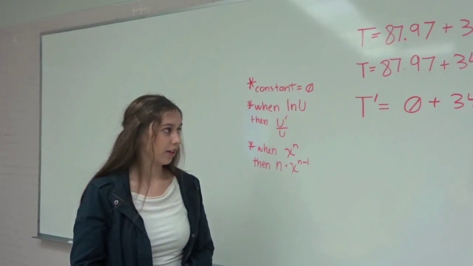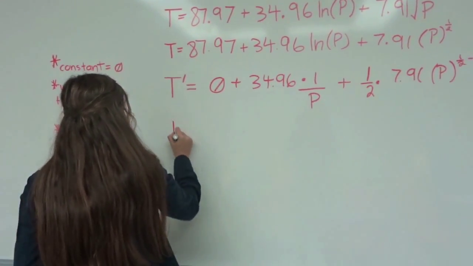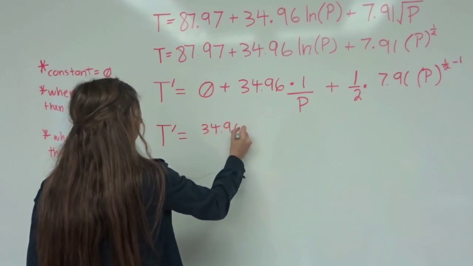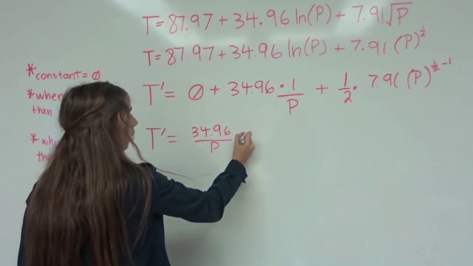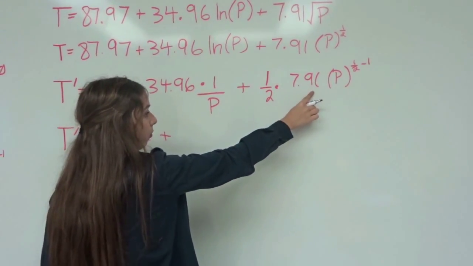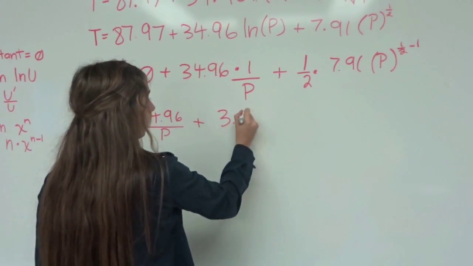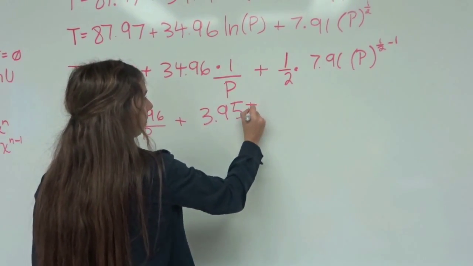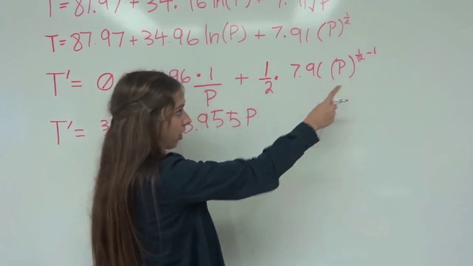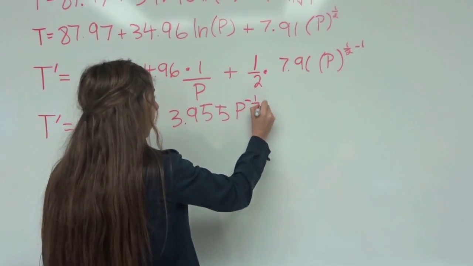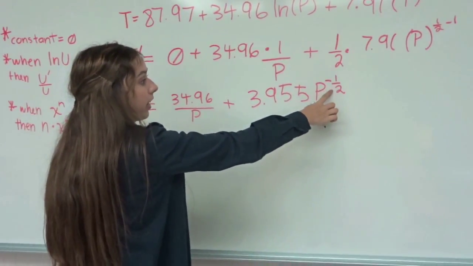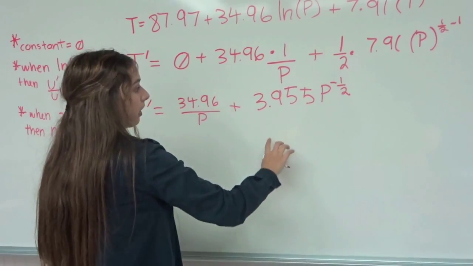Now we're going to simplify the equation. This will be 34.96 over p plus, and in here we're going to multiply 1/2 times 7.91, which is 3.955, and then p, and here we're going to subtract 1/2 minus 1, so it will be -1/2. And now the final step is to bring down this -1/2 and make it a square root.